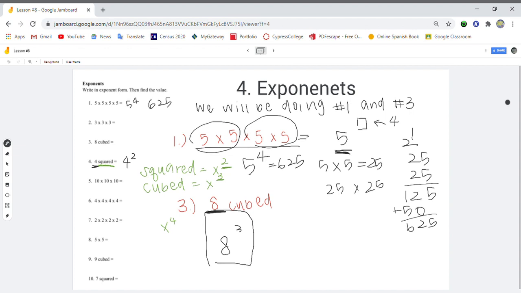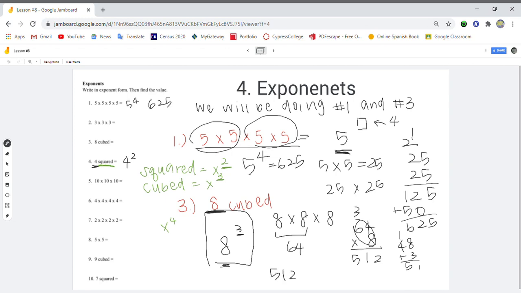So 8 cubed, if we're finding the value, it's 8 multiplied 3 times, right? Because 3 means that the base is multiplied that many times. So 8 is multiplied 3 times. 8 times 8 is 64. And 64 times 8, we're going to write it vertically. 8 times 4, 32. 8 times 6, 48, plus 3, which is 51. So you will get 512. So 8 to the 3rd power is 512.